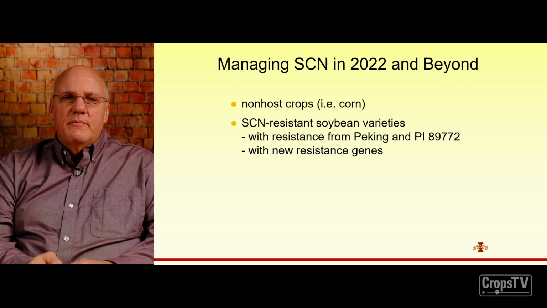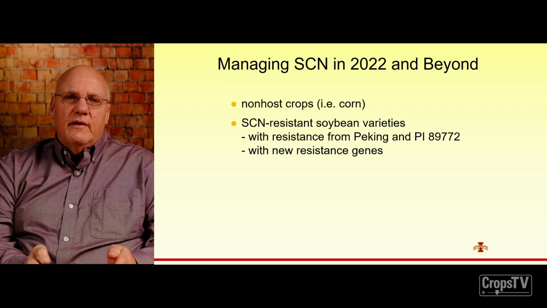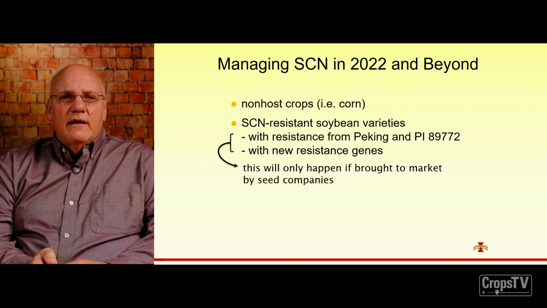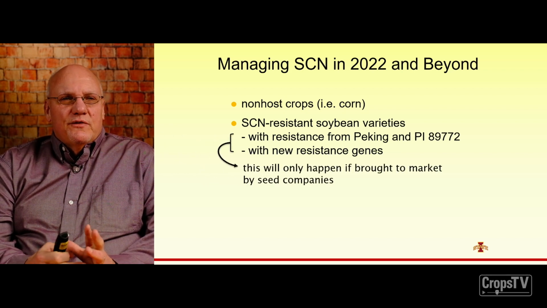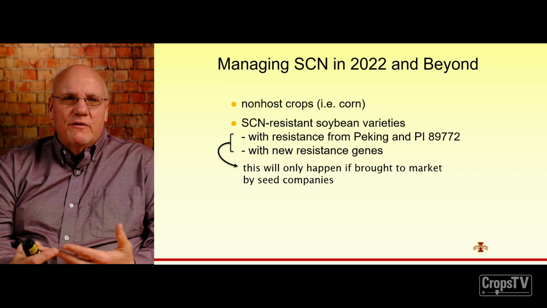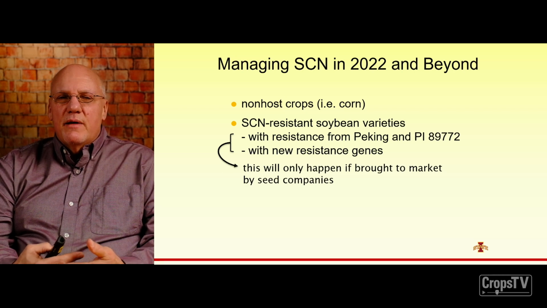There's researchers funded by the Soybean Checkoff that are looking at new resistance genes and bringing them into existing breeding lines for the industry to use. And these soybean varieties with Peking and 89772 and new resistance genes, farmers can only grow what's brought to market to them by the seed companies.